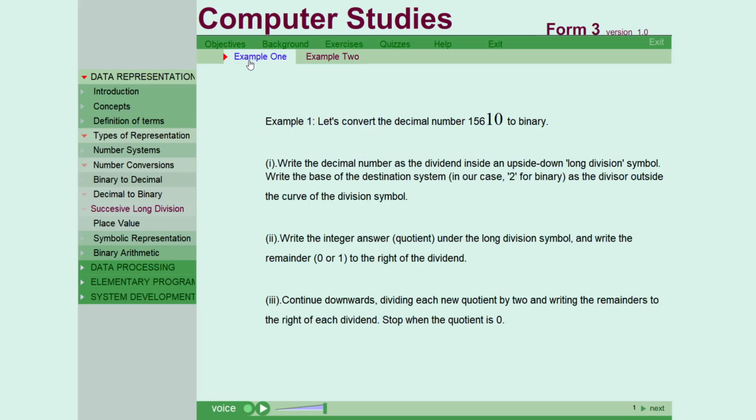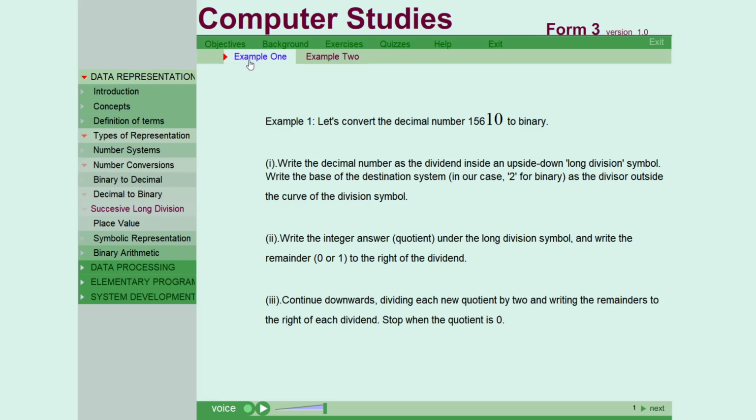Example 1. Let's convert the decimal number 156 to the base of 10 to binary. Write the decimal number as the dividend inside an upside down long division symbol. Write the base of the destination system, in our case 2 for binary, as the divisor outside the curve of the division symbol.